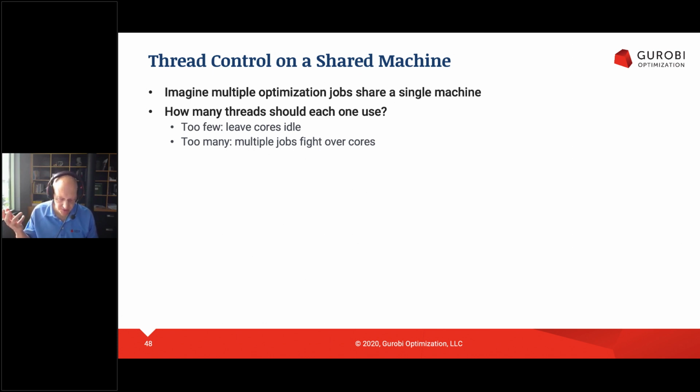And of course, if you request too few, if you're too polite and say, oh no, I don't want to use all the cores in the machine, then you potentially leave cores idle if nobody else is running. And so that's a waste of resources. Your job will probably take longer than it needs to. But if you ask for too many cores, you ask for every core in the machine, and a bunch of other people simultaneously ask for every core in the machine, then you've got multiple jobs fighting over cores, and that could potentially have a negative effect on performance.